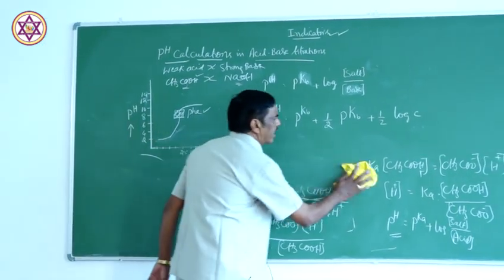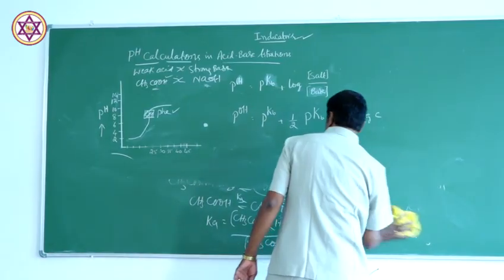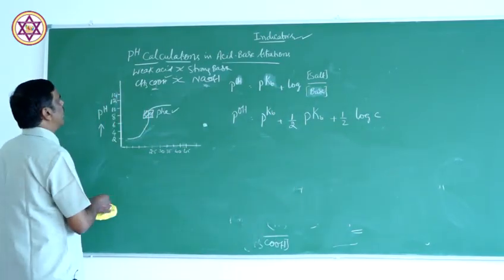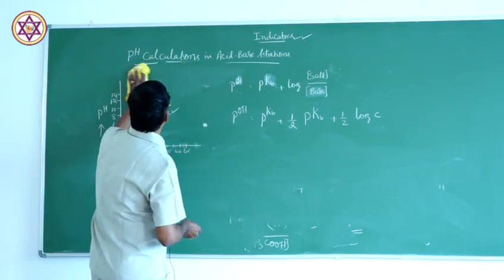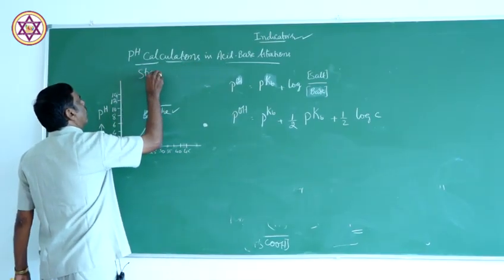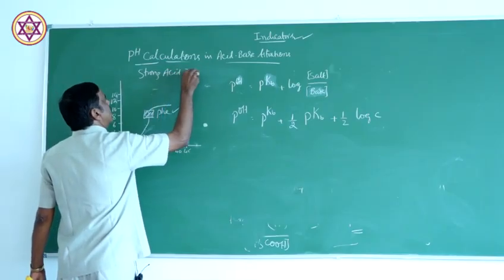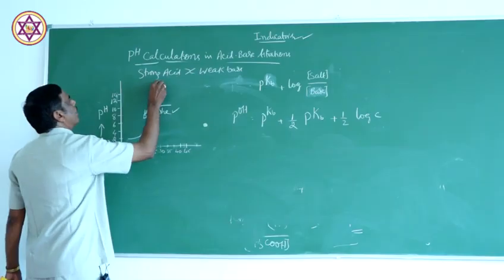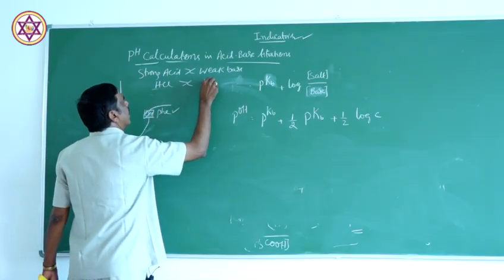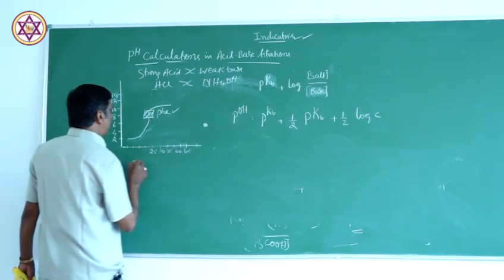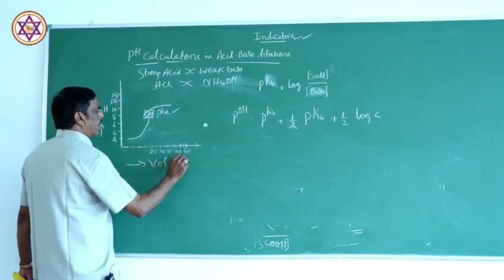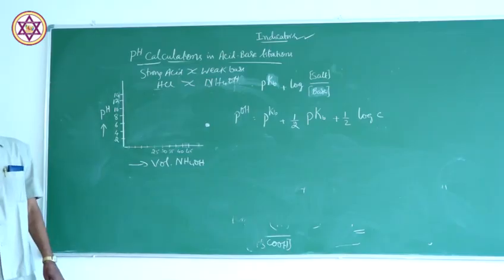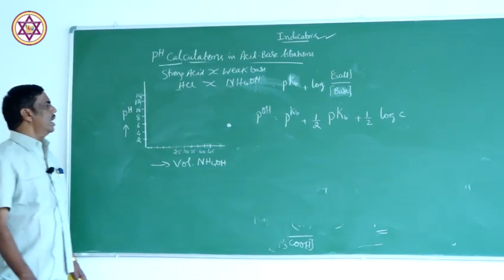So another type of titration is strong acid, weak base titration. Strong acid versus weak base. Example, HCl versus ammonium hydroxide. So this is the volume of ammonium hydroxide added. Now let us see how the pH changes at the end point.